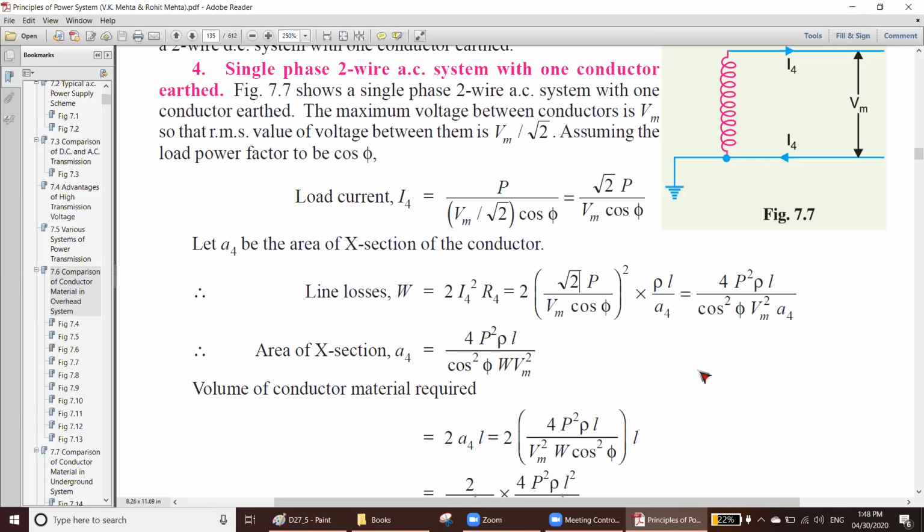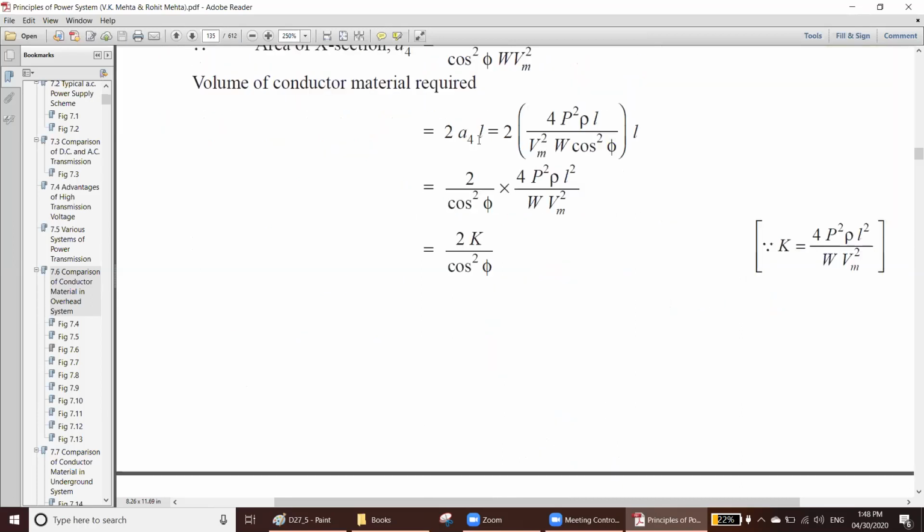Now the volume of conductor material required will be 2 A4 L. Why? Because the volume will be A4 L, and because it is two conductors, 2 A4 L. Now we know the A4, put it there. The final value will be 2 divided by cos square phi into 4 P square rho L square divided by W Vm square. Why do we separate that? Because we want it to look like K, because K is 4 P square rho L square divided by W Vm square. So that's why we separated them.